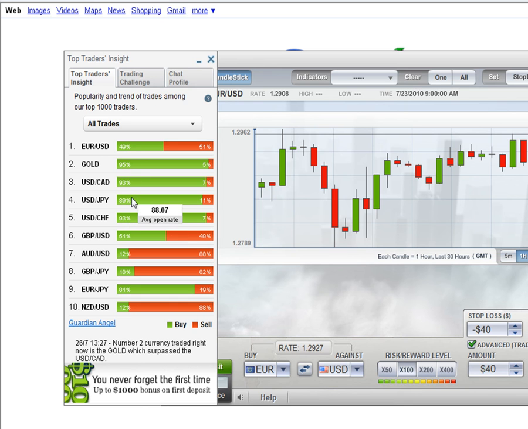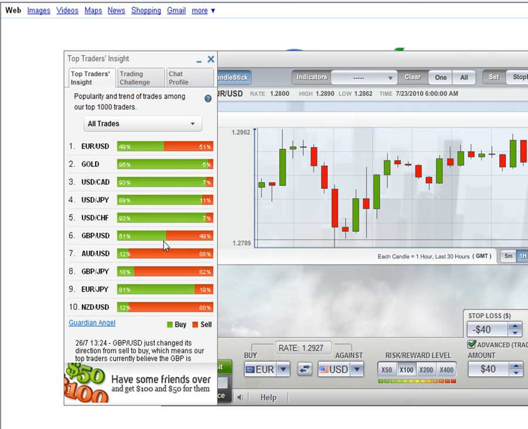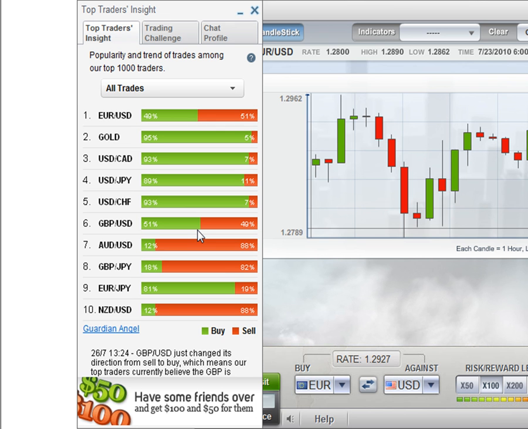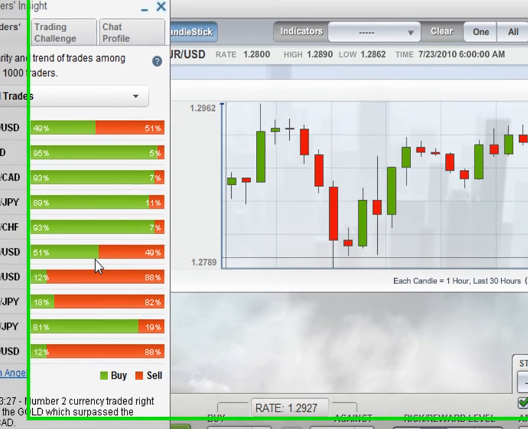I mean, this tool is just incredible because it allows you to copy what the best traders are actually doing at this specific moment. So either you use our software or you use this. I mean, there's no way you can lose money with this. You're going to make money. You're going to be on top of your game each and every time.